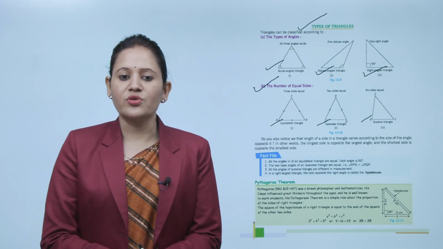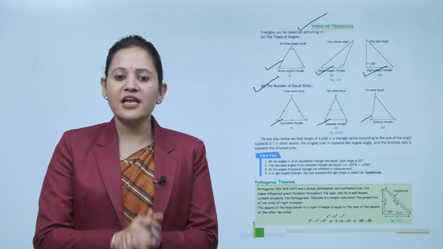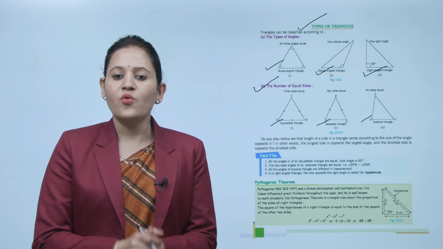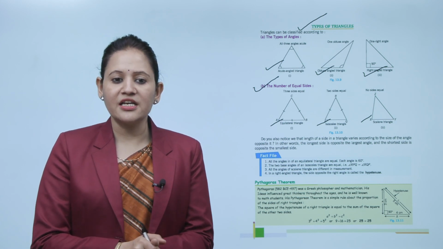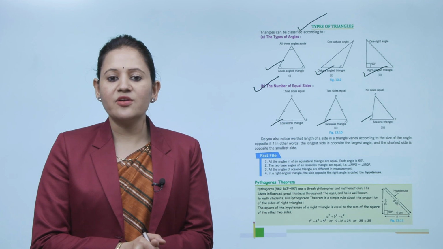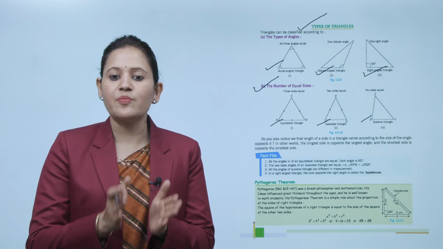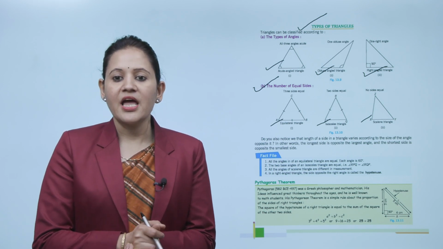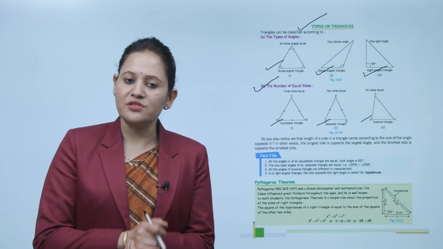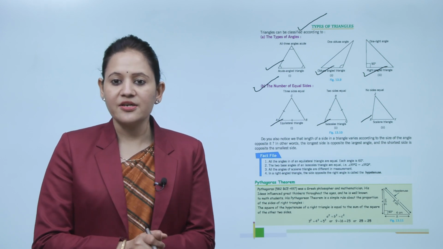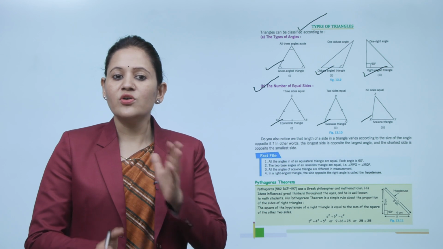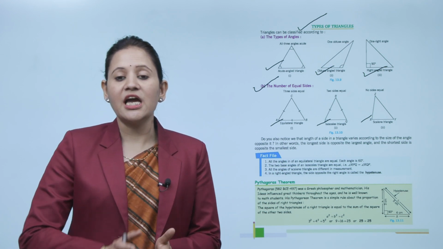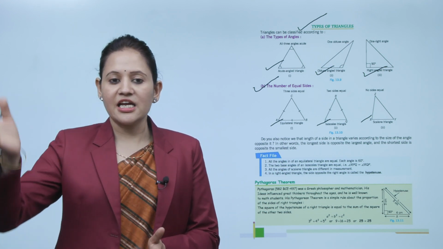Do you also notice that the length of a side in the triangle varies according to the angle opposite it? In other words, the longest side is opposite to the largest angle and the shortest side is opposite to the smallest angle. The shortest side will be opposite the smallest angle and the largest side opposite the largest angle.